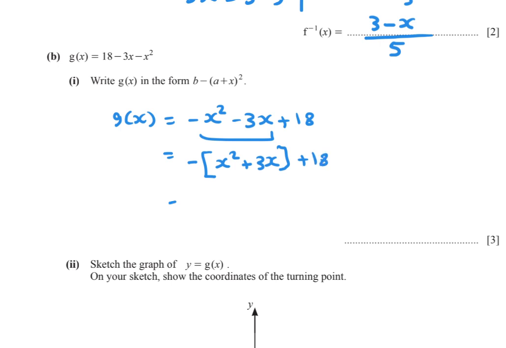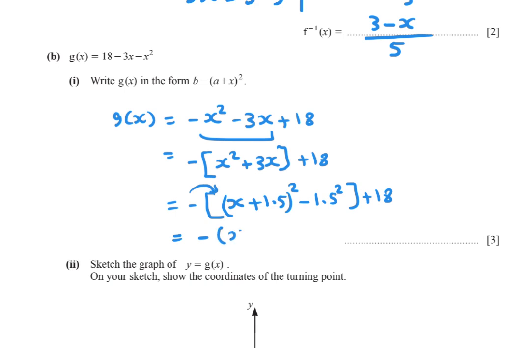Plus 18. Now we can convert x squared plus 3x using completing the square to x plus half of 3, which is 1.5. So (x plus 1.5) squared minus 1.5 squared. Now plus 18 equals negative (x plus 1.5) squared, and negative times negative 1.5 squared equals 2.25, plus 18.